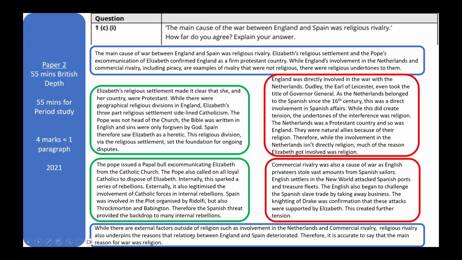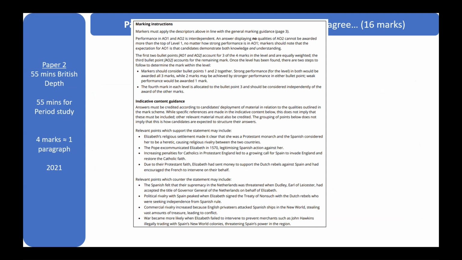While there are external factors outside of religion, such as the involvement in the Netherlands and commercial rivalry, religious rivalry underpins the reasons that relations between England and Spain deteriorated. Therefore, it is accurate to say that the main reason for war was religion.